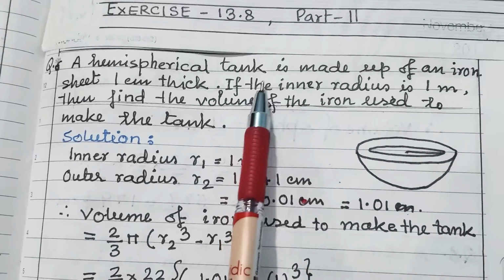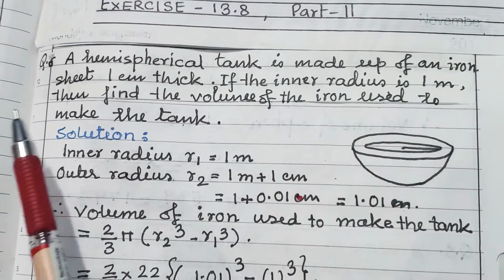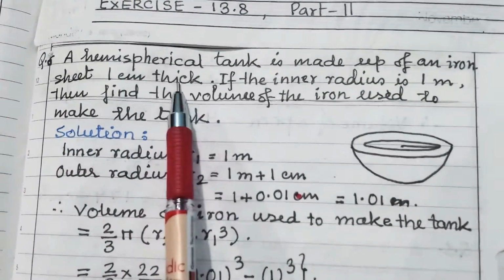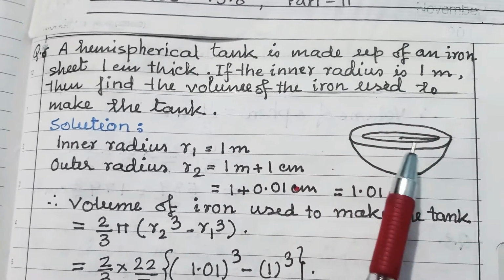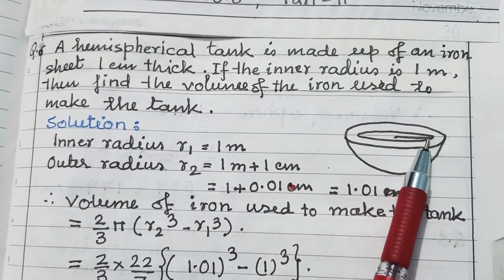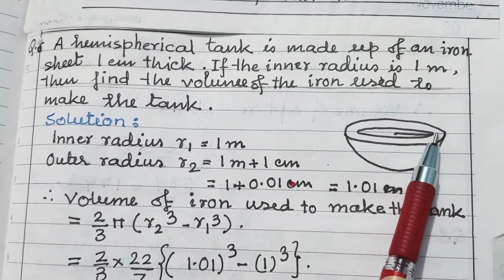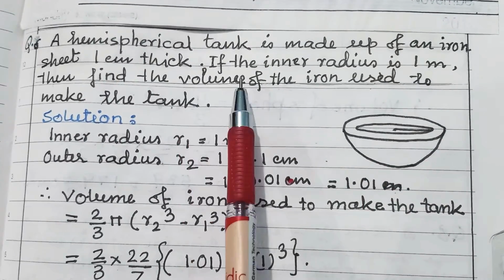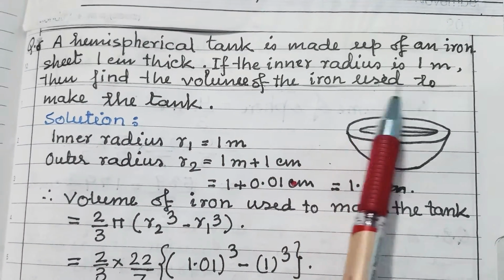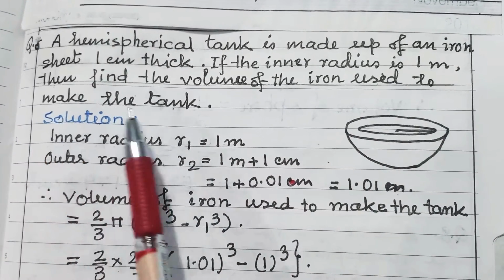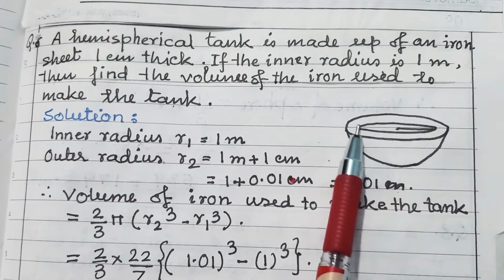A hemispherical tank is made up of an iron sheet 1 centimeter thick. If the inner radius is 1 meter and its thickness is 1 centimeter, then find the volume of the iron used to make the tank. This is the volume of iron.